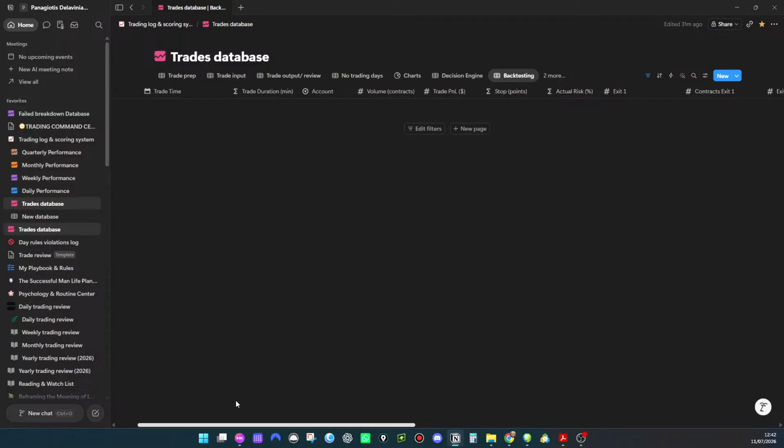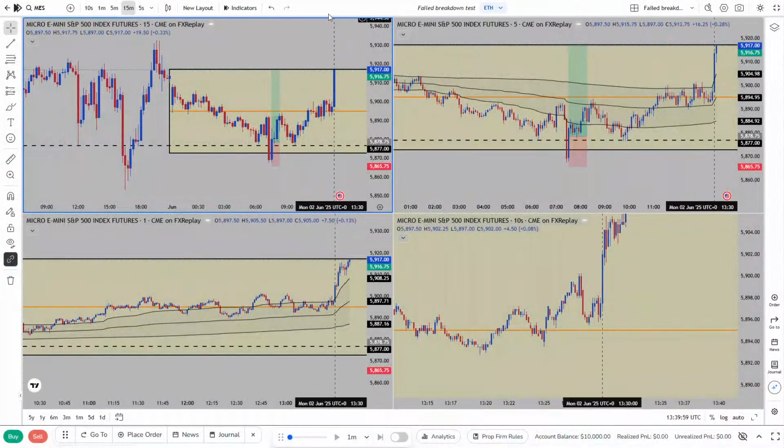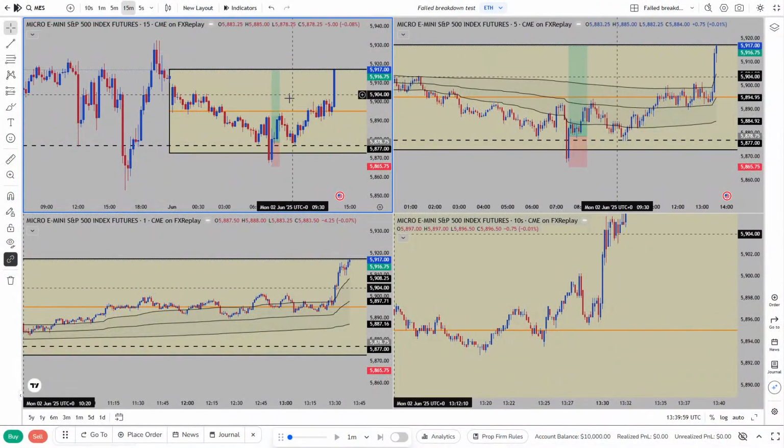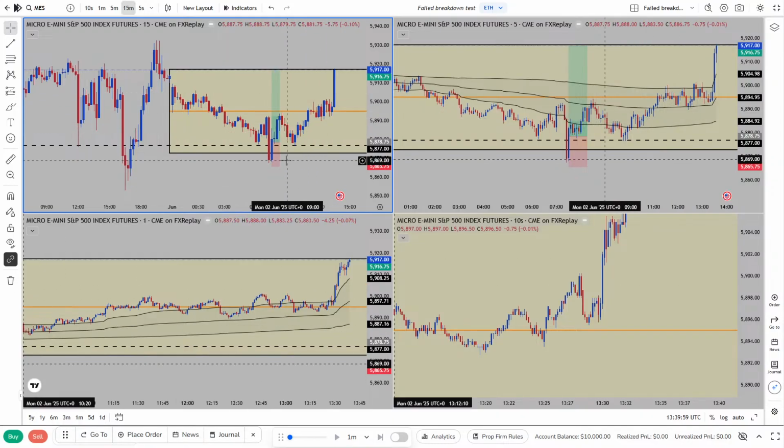Okay. So that's what I'm going to have next to the backtesting session. On the first trade, I didn't take it because it was going too fast and I missed that opportunity.